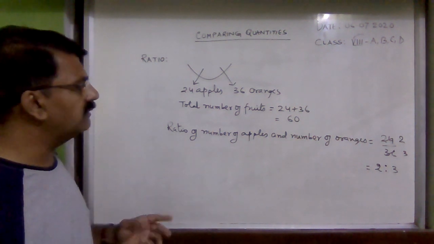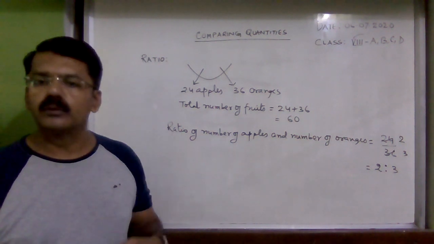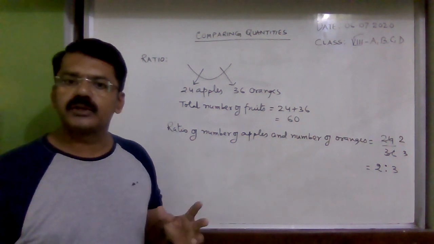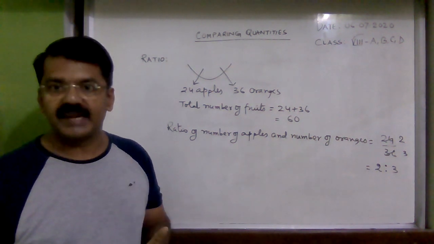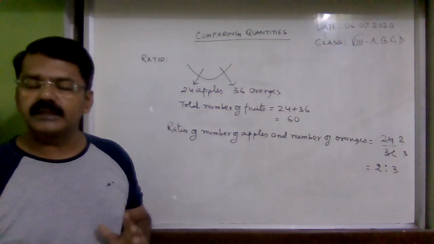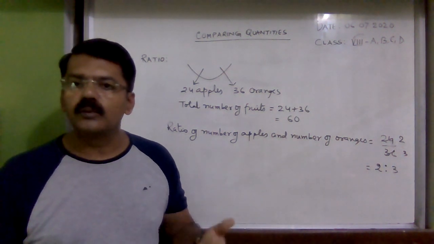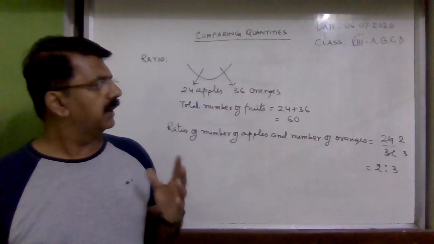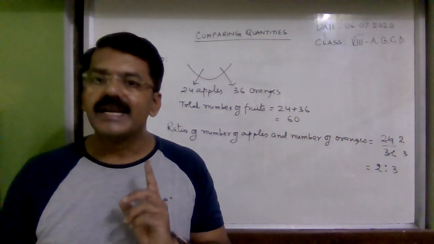Clear? Always remember, when you find the ratio between two or three quantities, make sure that the unit of all the quantities is the same. I repeat, whenever you find the ratio of two or more quantities, make sure that the unit of all those quantities must be the same.